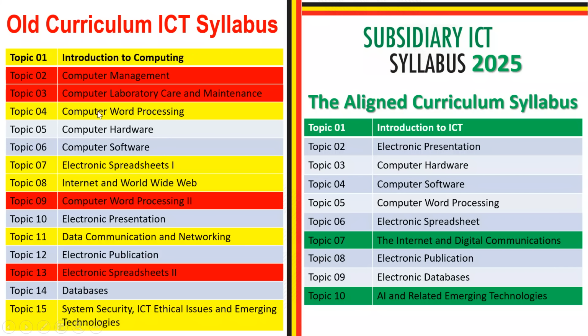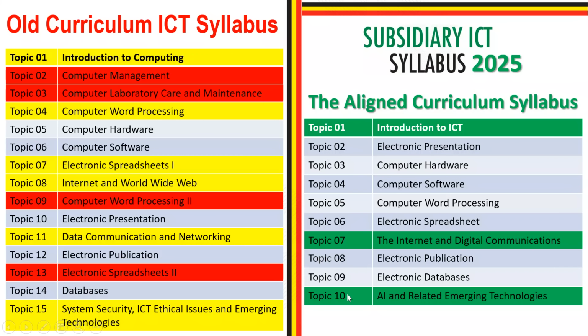Then when you look at computer word processing and computer word processing 2, these ones have been put together in topic 5, computer word processing. So meaning that at this level, the learner will study both the introduction, the basics, and the advanced features of computer word processing. Same as electronic spreadsheet 1 and electronic spreadsheet 2. In the aligned curriculum, they have been merged into electronic spreadsheet. So meaning that all of them are supposed to be handled together in topic 6.